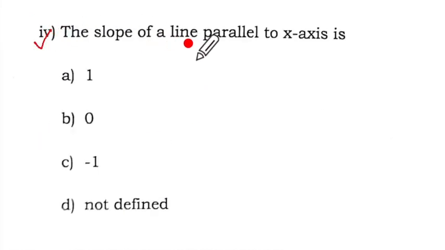Fourth subpart, the slope of a line parallel to x-axis is, now a line parallel to x-axis will have inclination equal to 0 degrees, which means tan theta will be tan of 0, which is 0. So the correct option is B.